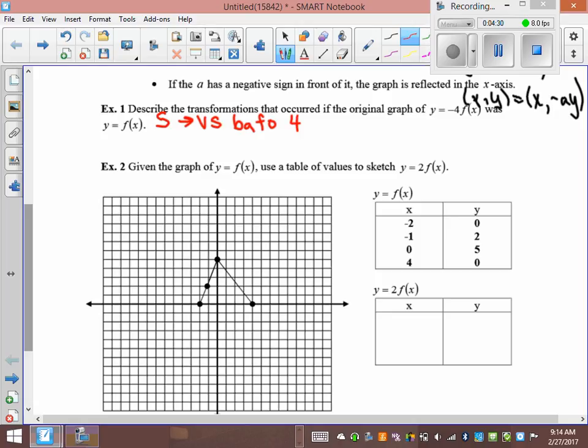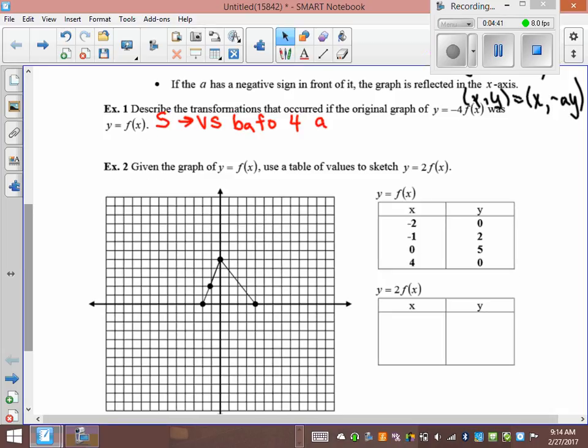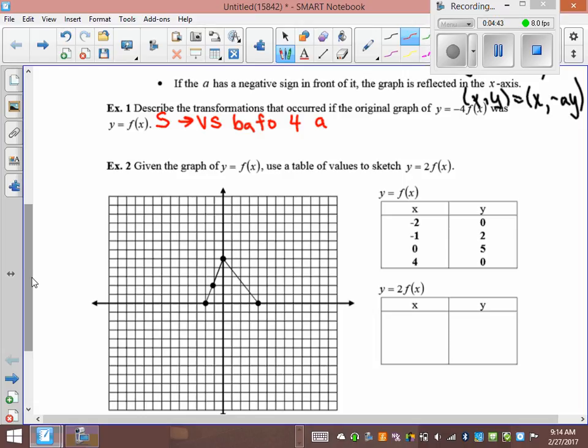Do we ever say negative for our stretches? Does the negative change the stretch at all? No, the negative just causes the reflection, so we never put the negative in. So vertical stretch by factor 4 about what? The x-axis. So vertical stretch by a factor of 4 about the x-axis. Because remember, we always just take that value, whatever it is.